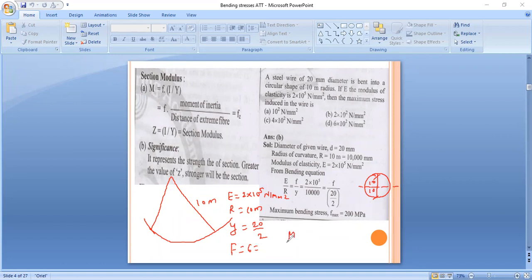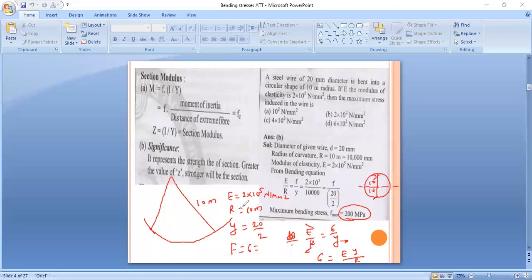So we have to use this basic equation: E upon R is equal to sigma by Y. E, radius R, and Y are all given. So maximum stress is equal to E, value of E is 2 into 10 raised to 5. We convert this equation to sigma equal to E into Y upon R, and after putting values we get maximum bending stress is 200 MPa.